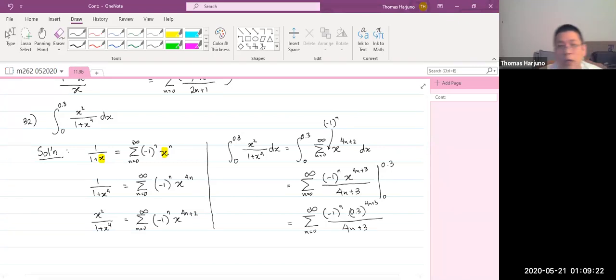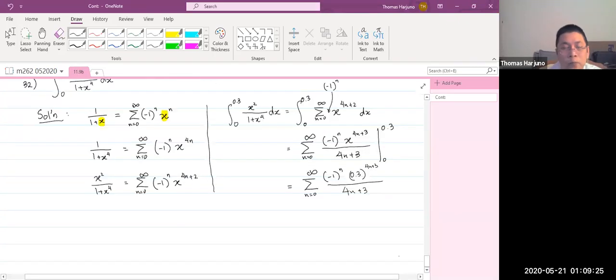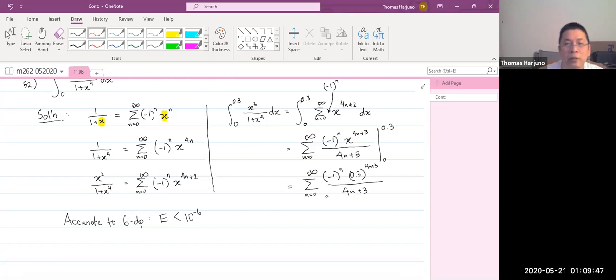Now, the thing is, they have a follow-up question. They want the answer accurate to 6 decimal places. Basically, in other words, the error should be less than 10 to the negative 6. Now notice that this series is alternating. This series is alternating.